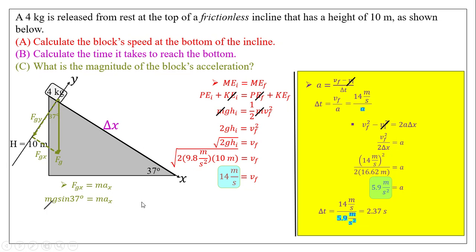But as you can see here, mass appears on both sides. Therefore, they will cancel out. G being 9.8. And then sine of 37 is just some number on your calculator. And if you simplify this on your calculator, you get a value of 5.9, which is the same answer that I found earlier using kinematics.